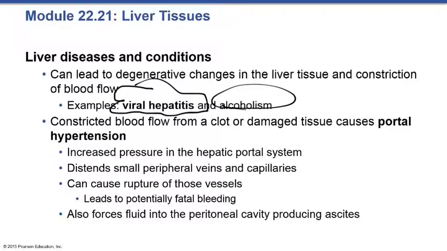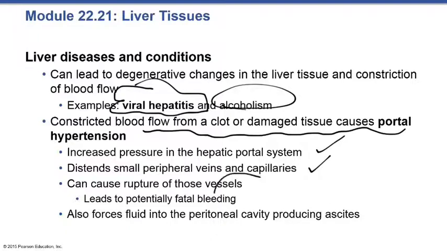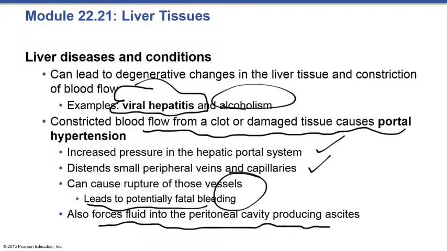If you have constricted blood flow or a clot causing some sort of problem, you can have portal hypertension. This is going to increase the pressure on the hepatic portal system. It's going to distend the veins and the capillaries and cause rupture of those. And this can be very dangerous because there's so much blood flow going through the liver that this can be a very, very dangerous hemorrhage. And also, that's going to push fluid out into the peritoneum, forming ascites, that inflammation of the abdominal cavity.